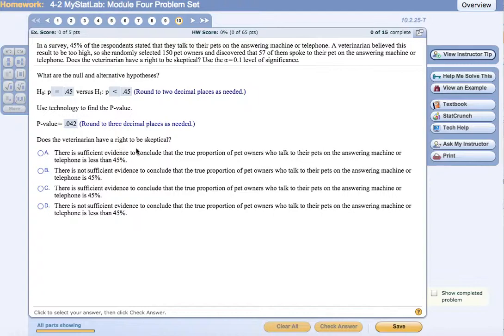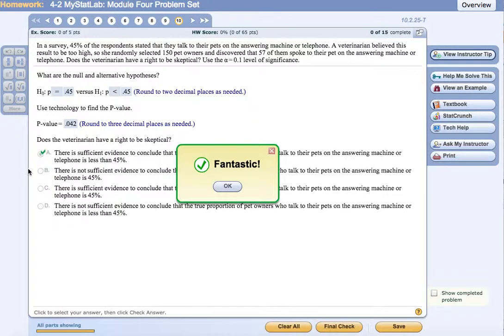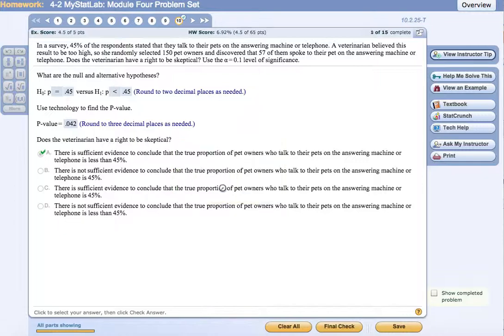Does the veterinarian have a right to be skeptical? So there is sufficient evidence to conclude that the true proportion of pet owners who talk to their pets on their answering machine or telephone is less than 45%. That, I would say, is correct. So let's see. Perfect. So that is it.